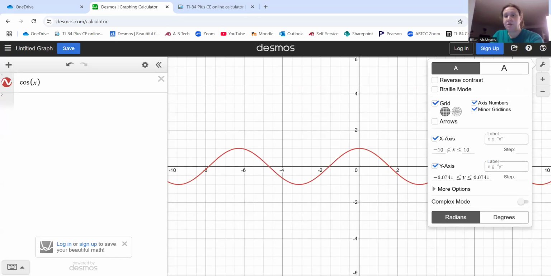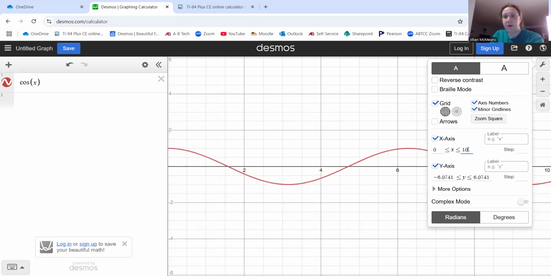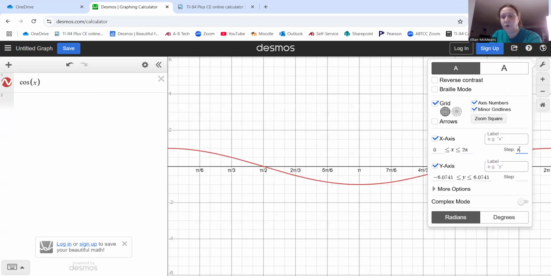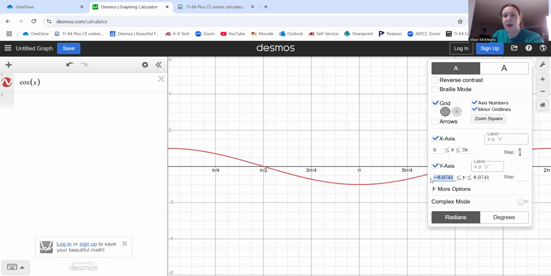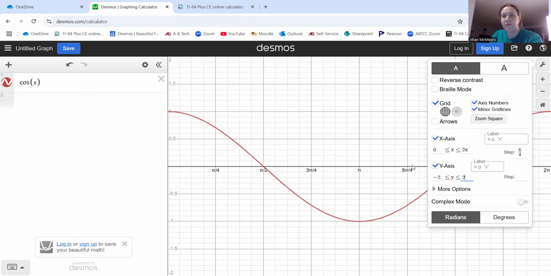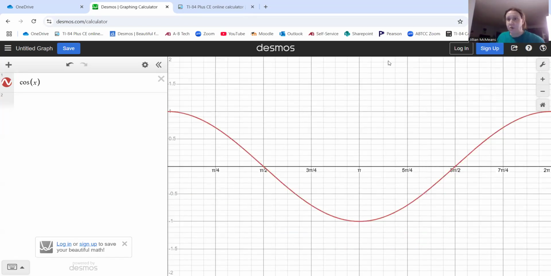So let's look at this from just 0 to 2 pi, and let's increment by pi over 4, which is usually nice. And on the y-axis, let's just do -2 to 2. That way we can see a full cycle pretty nicely. So this is a typical, normal cycle of cosine from 0 to 2 pi.